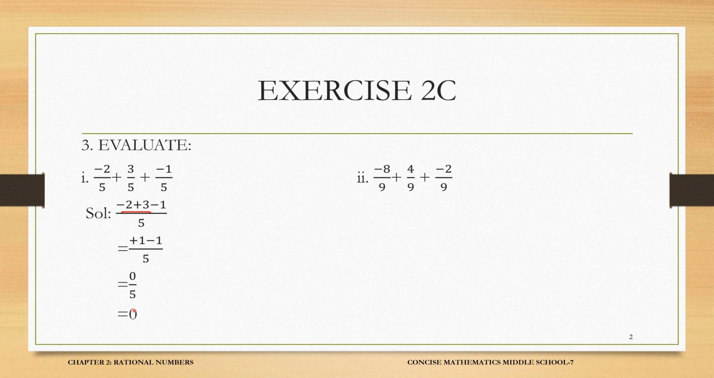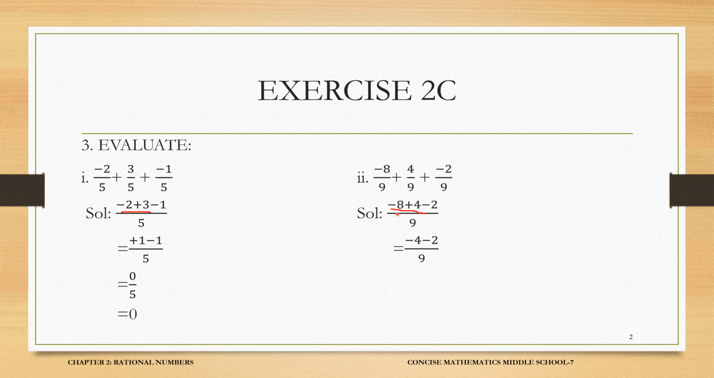Now let's move on to the second one. Minus 8 by 9 plus 4 by 9 plus minus 2 by 9. Even here the denominators are the same. When the denominators are the same, you can directly add the numerators. That is minus 8 plus 4 minus 2. Even here we can solve the first two integers. One has a negative sign, the other has a positive sign. Always do the same thing. Whenever you find one is positive and the other is negative, put the sign of the bigger number.